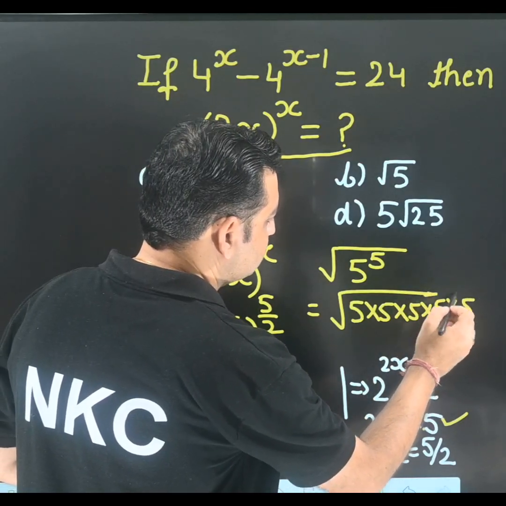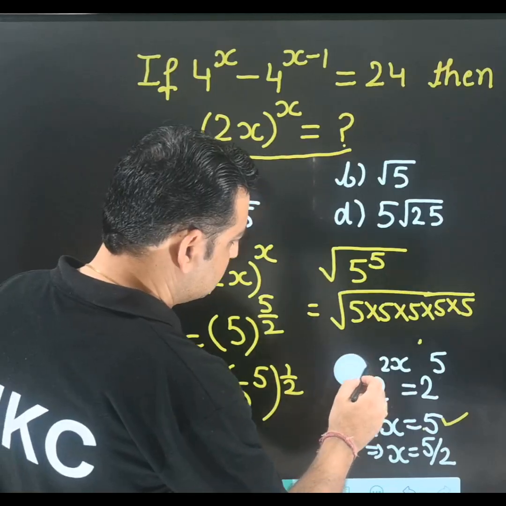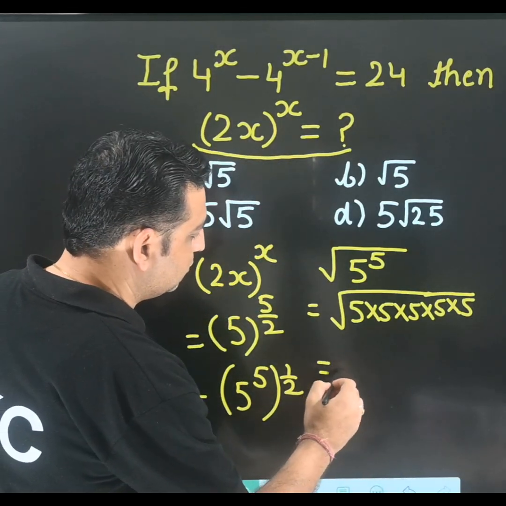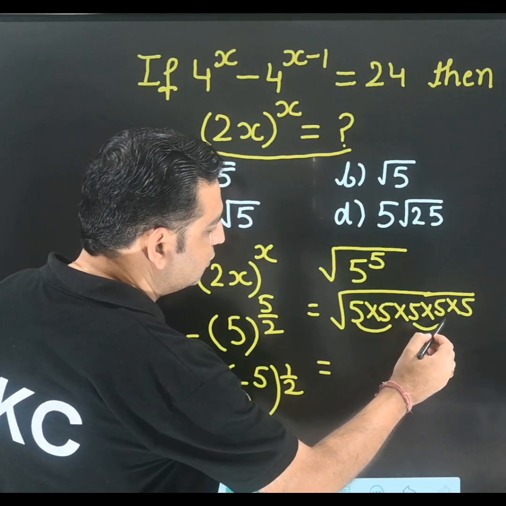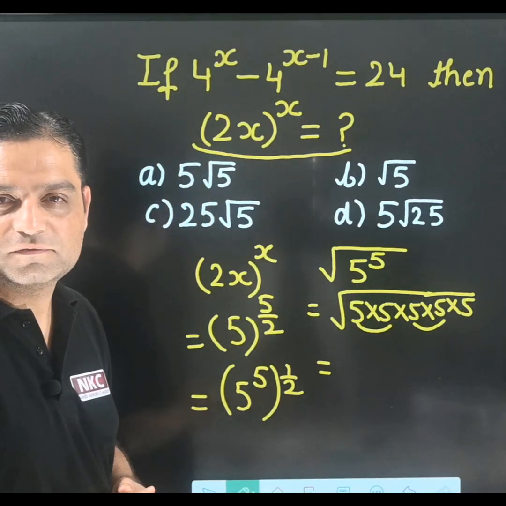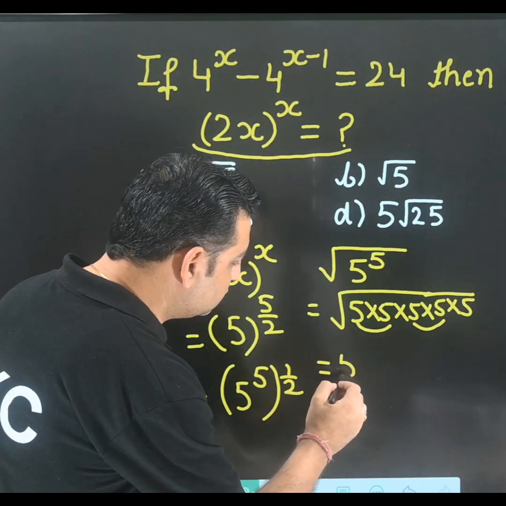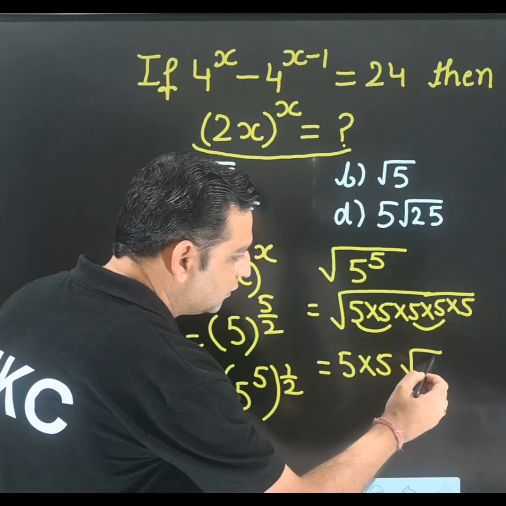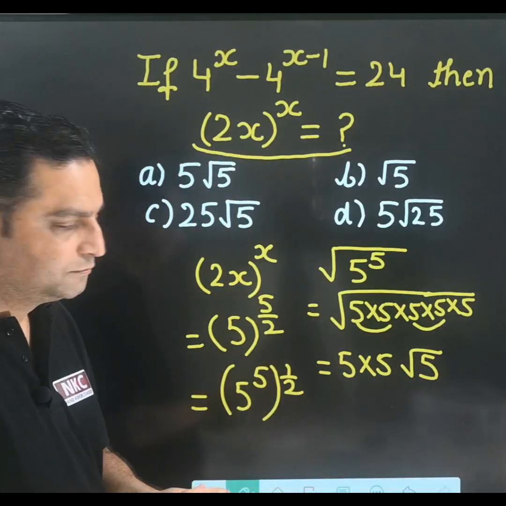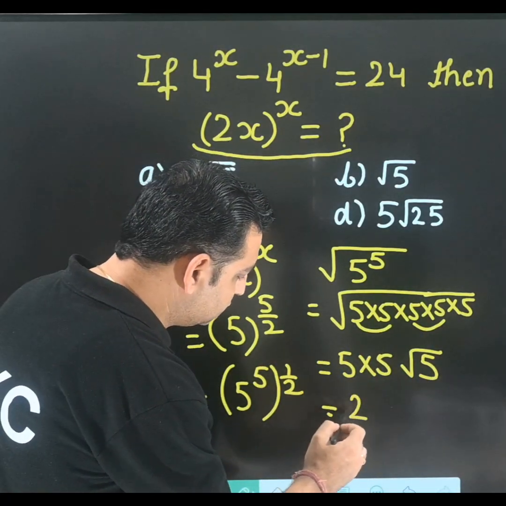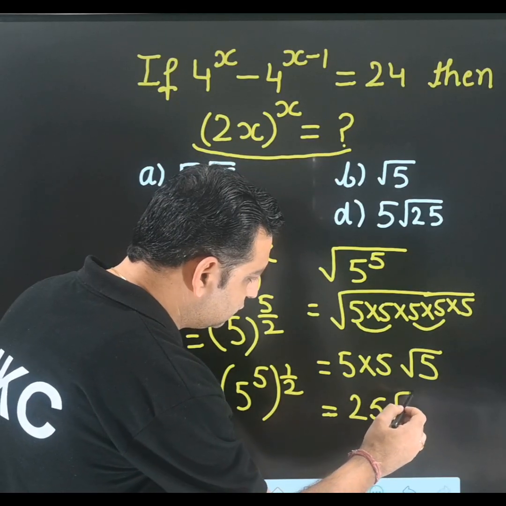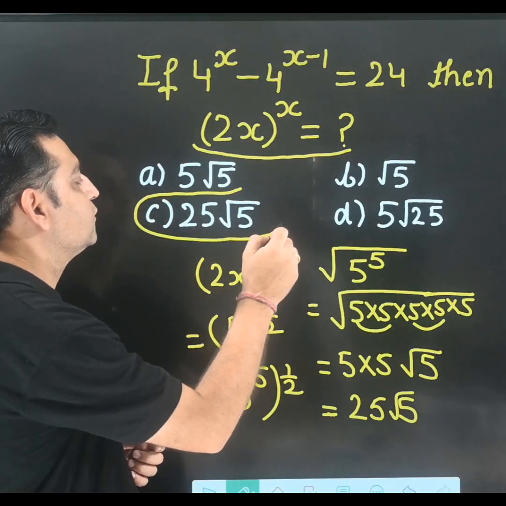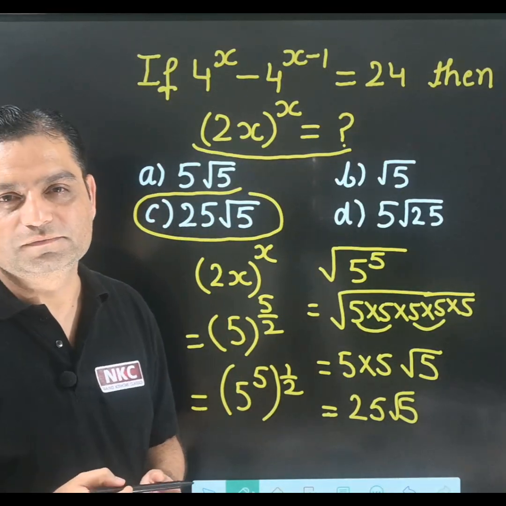5 will come 5 times. And what we will do? Make pairs. 1 pair and 2nd pair. 2 pairs are formed. That means 5 will come out twice, and this 5 is alone, so it will remain inside. So 5 times 5 is 25 root 5. That means which option? C option is the correct option.